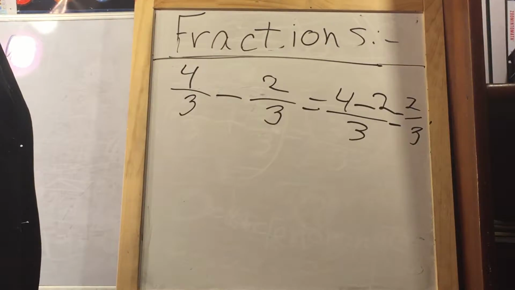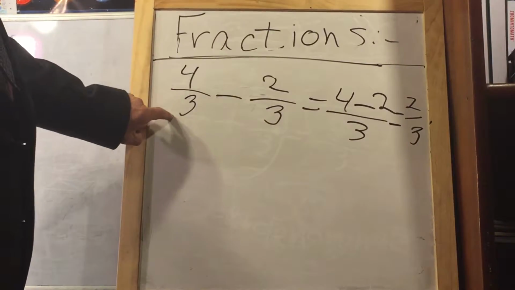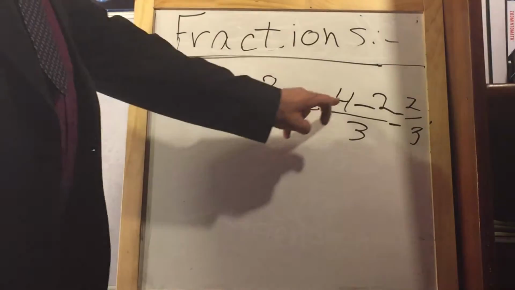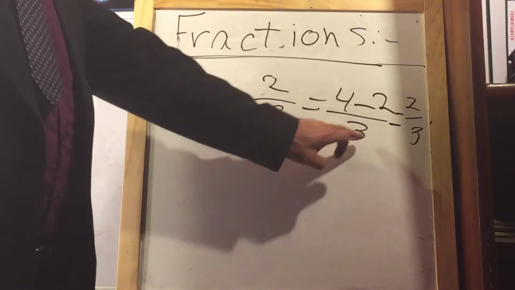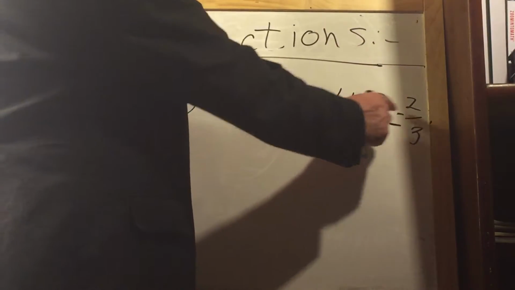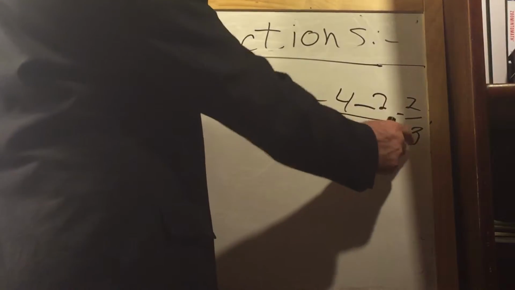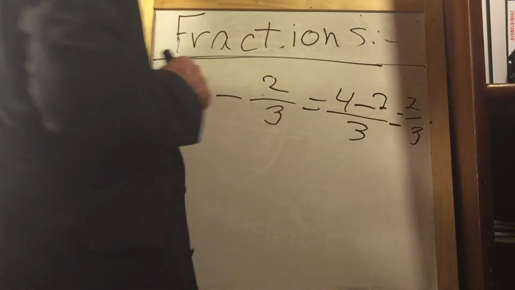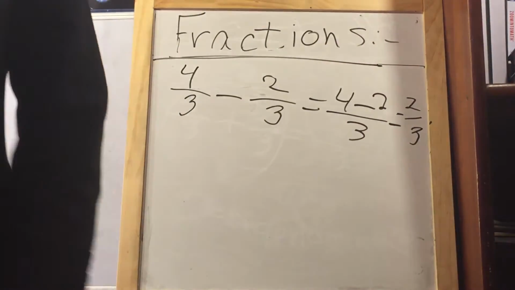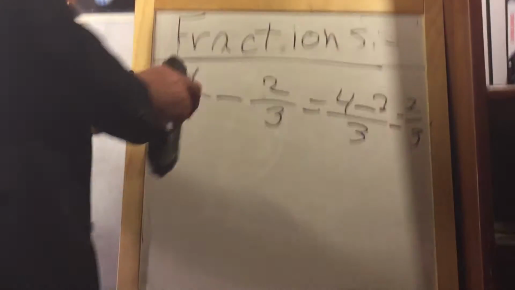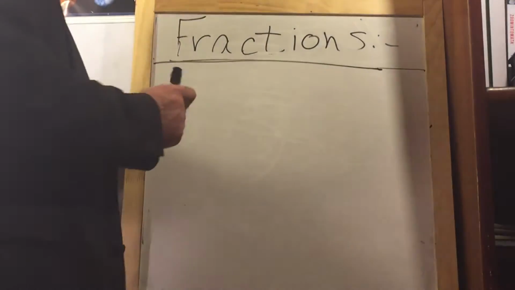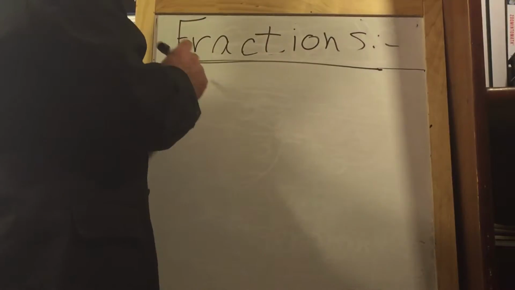So 4 over 3 minus 2 over 3 equals 4 minus 2 over 3. What is 4 minus 2? 2. What is 3 here? 3 stays on the bottom, so it's 2 over 3. Okay, that's subtraction. We're going to do another example of subtraction before we go to the multiplication and division of fractions.